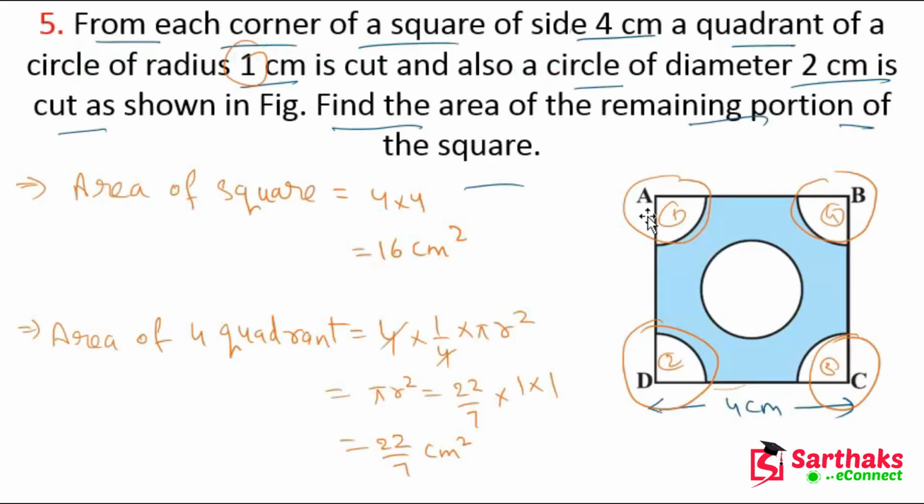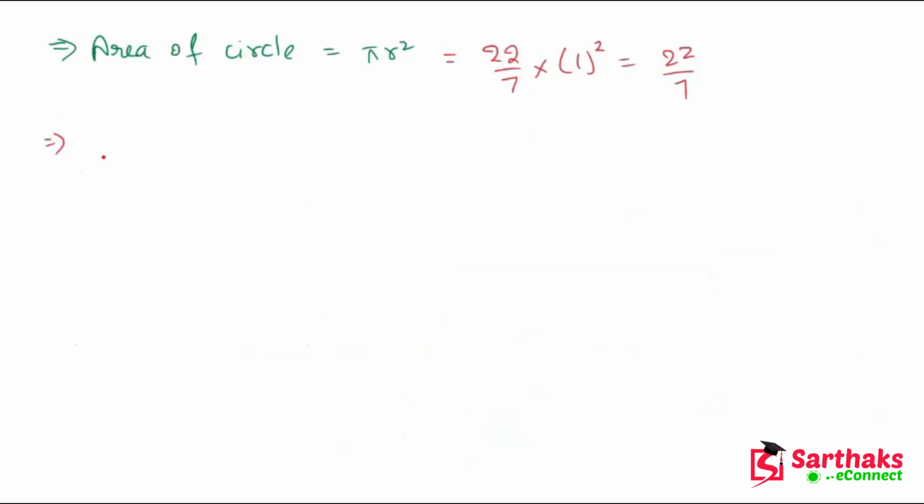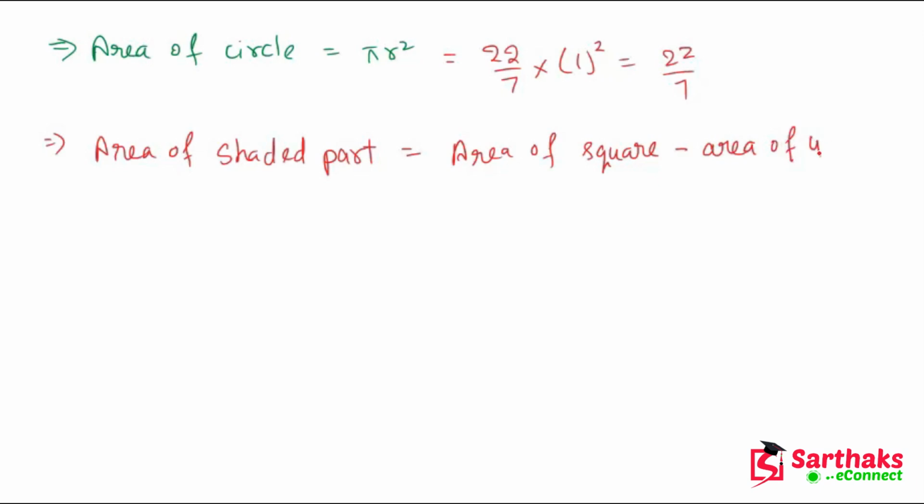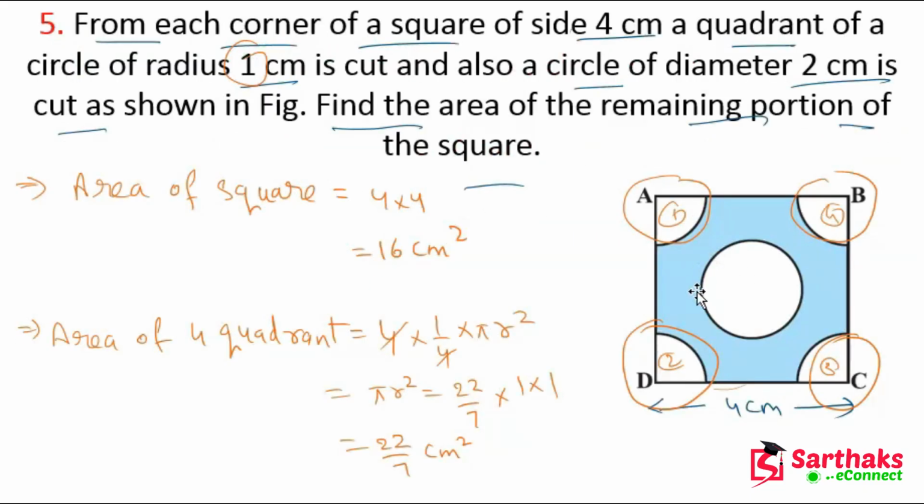Yes, so now we have to find the area of this shaded part. This is the area of the square minus the area of 4 quadrants minus the area of one circle. So the area of the shaded part is the area of square minus the area of 4 quadrants minus the area of one circle.